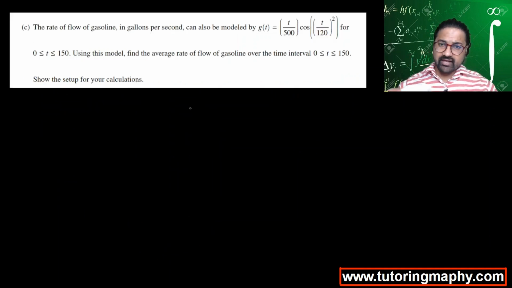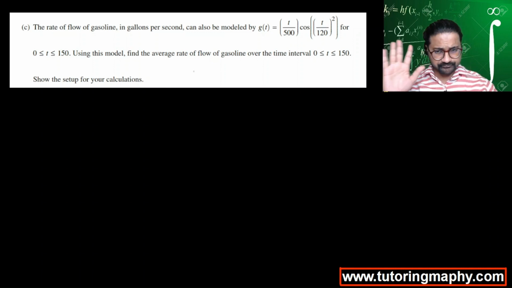The rate of flow of gasoline in gallons per second can also be found by this particular model. So they have given a function, saying the rate of gasoline is also given by this. Using this model, find the average rate of flow of gasoline over the time interval 0 to 150, and show the setup of your calculation.